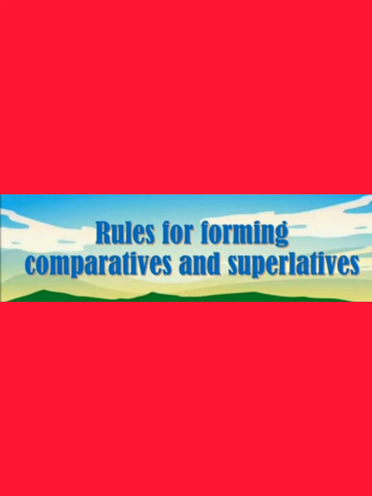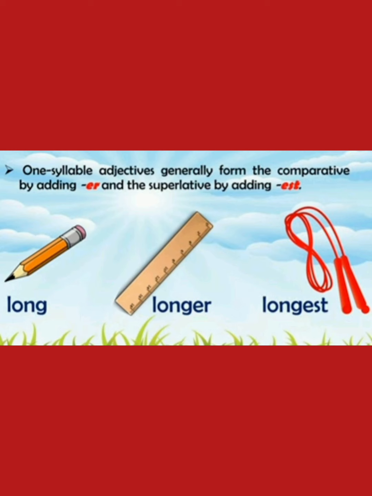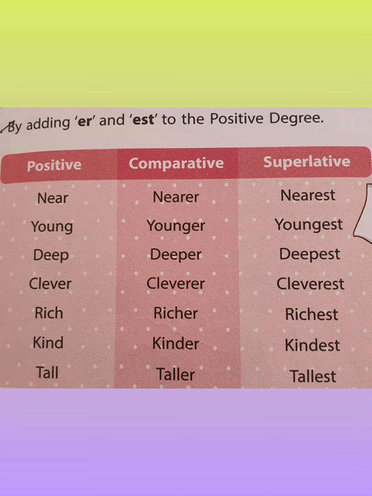Now let's see some of the rules to form the comparative and superlative degrees of adjectives. First, one syllable adjectives generally form the comparative by adding er and the superlative by adding est. For example, long, longer, longest. Near, nearer, nearest. Young, younger, youngest. Deep, deeper, deepest. Rich, richer, richest, and so on. So we add er to the comparative degree and est to the superlative degree.